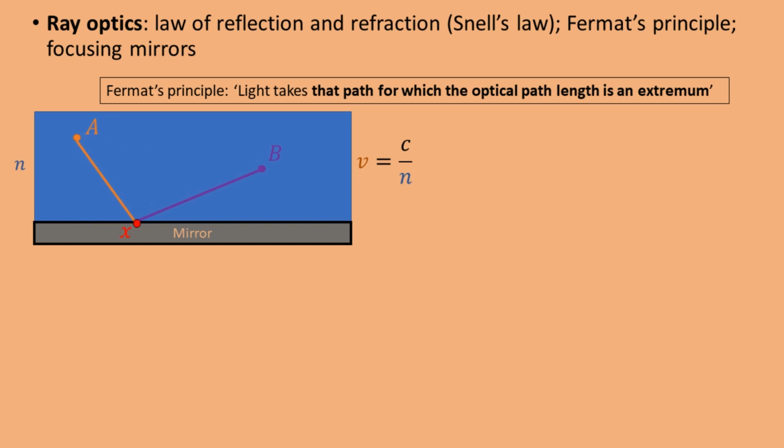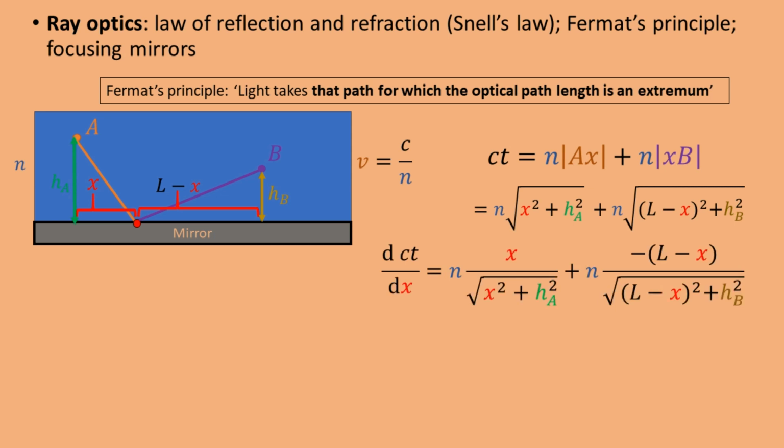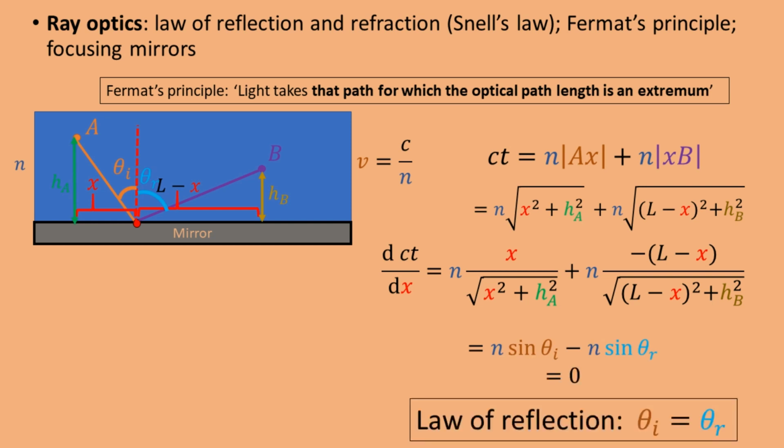To find this point X, we again write the expression for the optical path length, and we define L as the horizontal distance between points A and B, and HA and HB as the vertical distances between X and A and B respectively. We can write down the optical path length explicitly as a function of X, take the derivative with respect to X, write it as a function of the incident angle and the reflected angle, and set it equal to 0 to find the law of reflection.